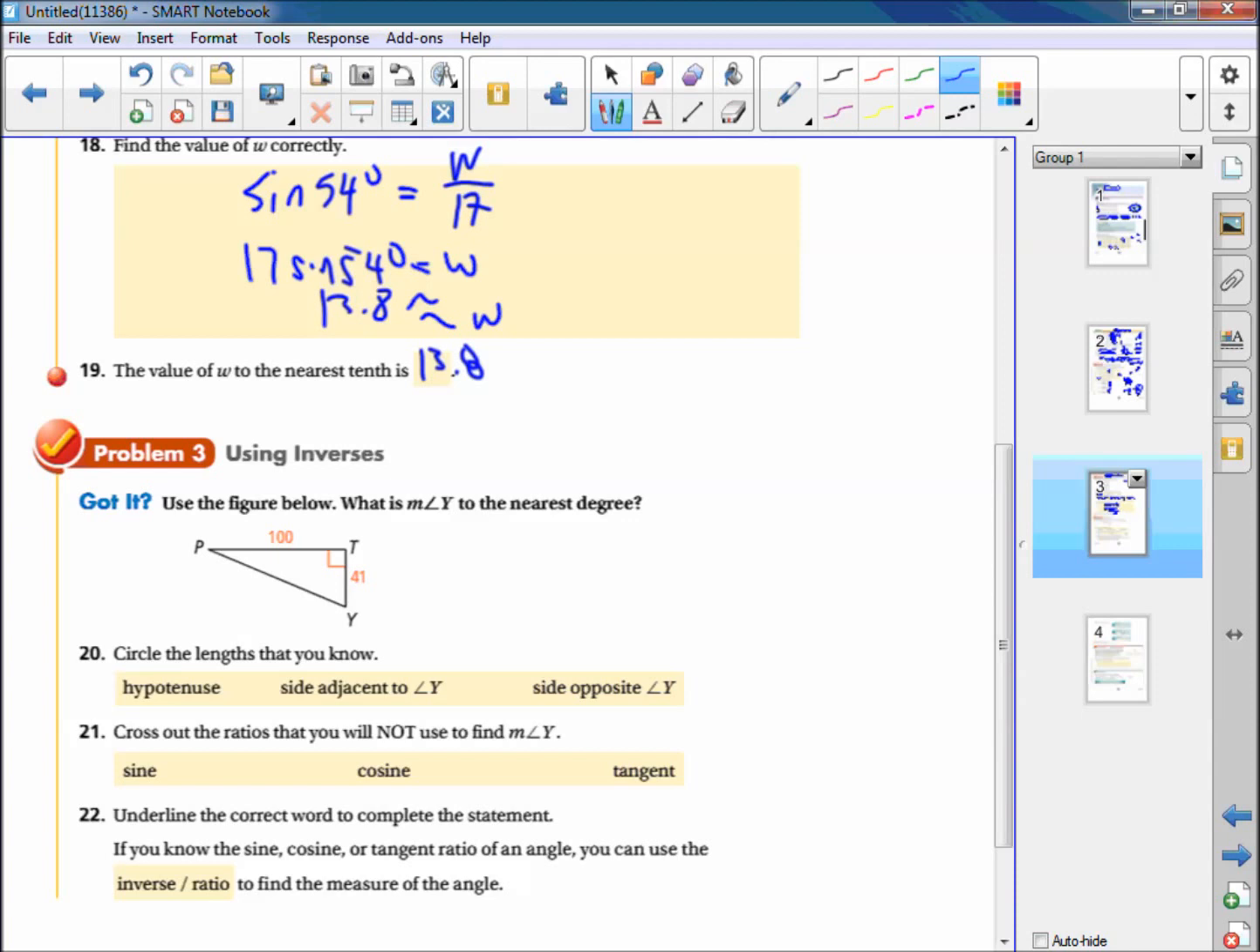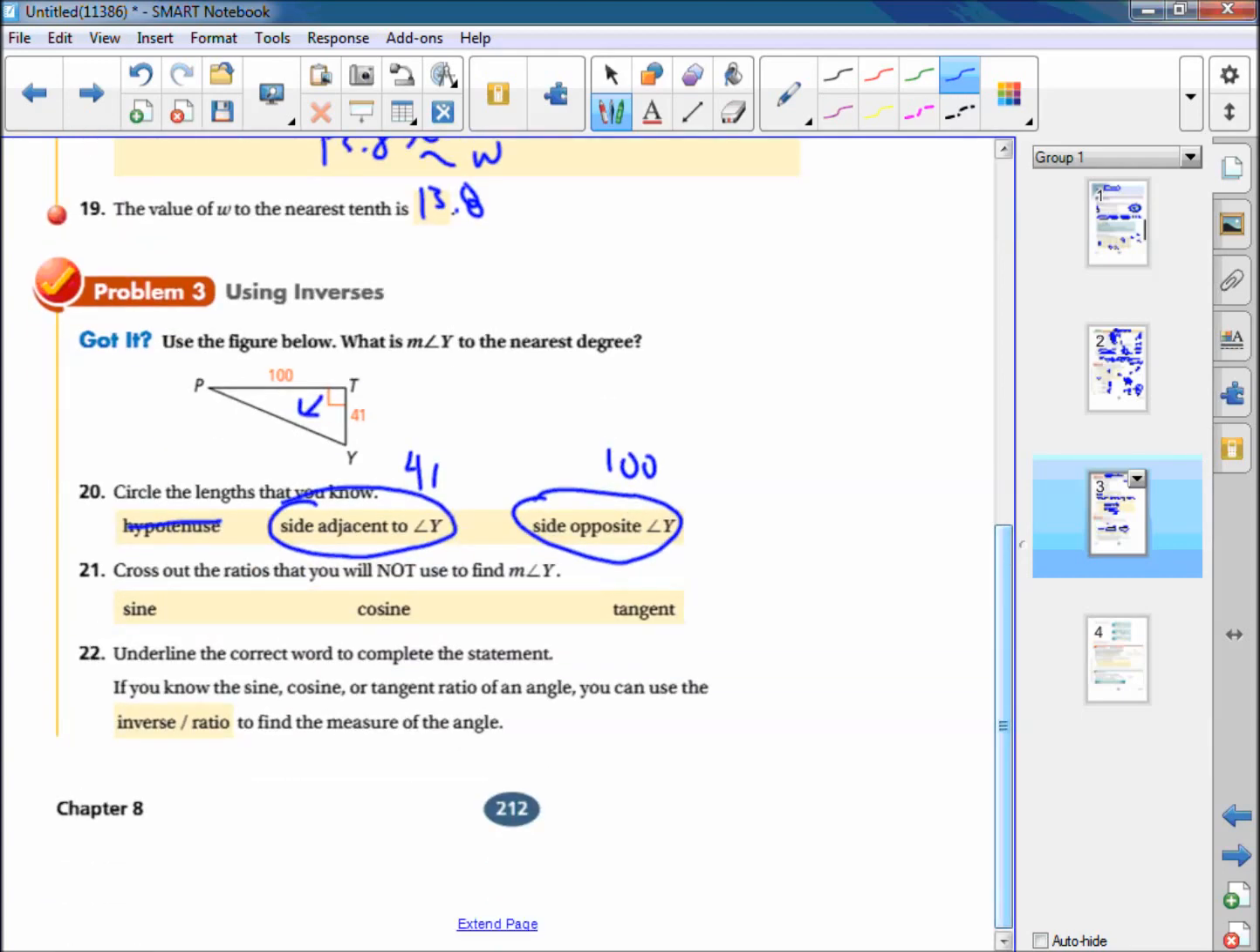Well, we don't know the hypotenuse. Okay, that's the one across from 90. We don't have that. But we do have the side adjacent to Y, that's 41. And we have the side opposite of Y, that's 100. Okay? Cross out the ratio that you will not use to find the measure of angle Y. Okay, so let's see. We have SOHCAHTOA again.